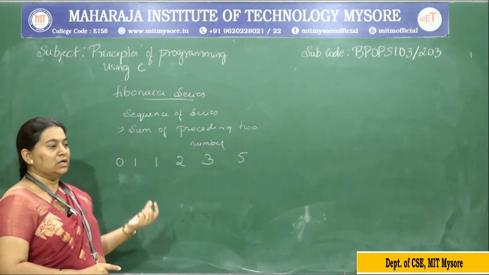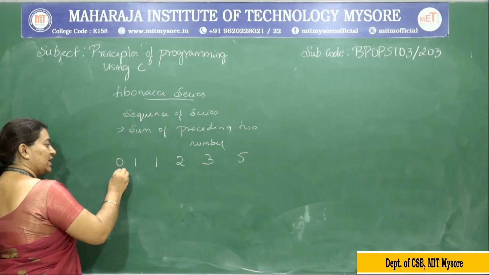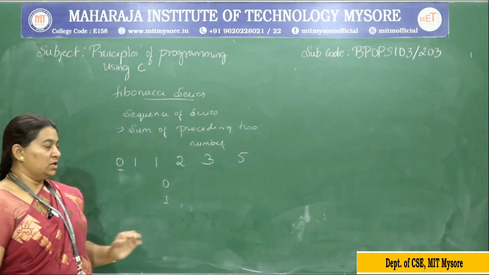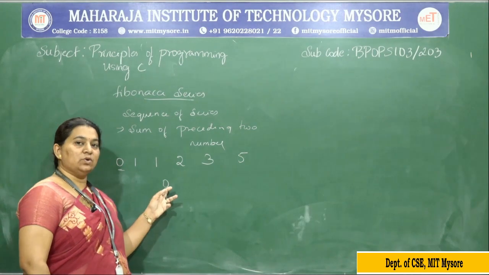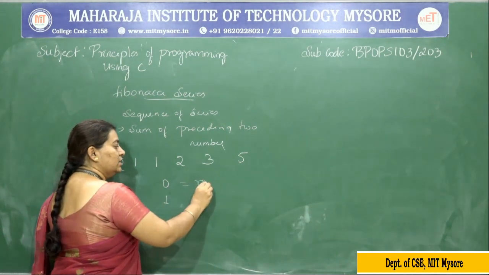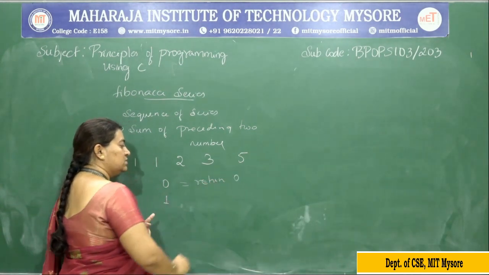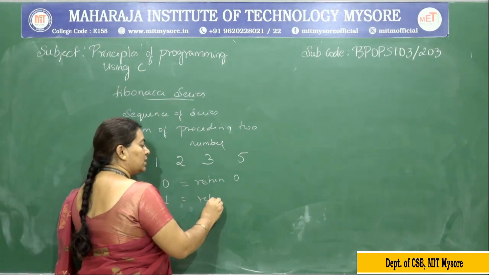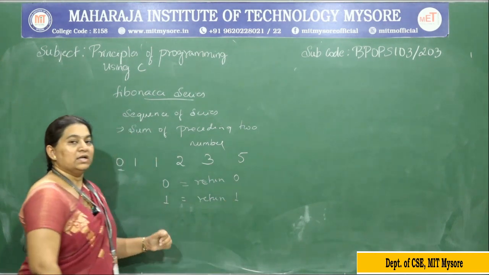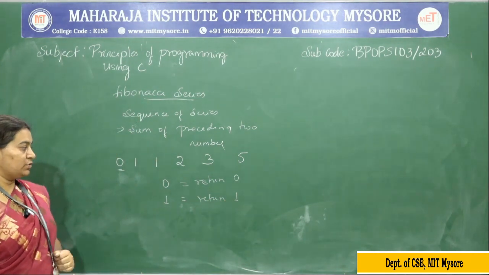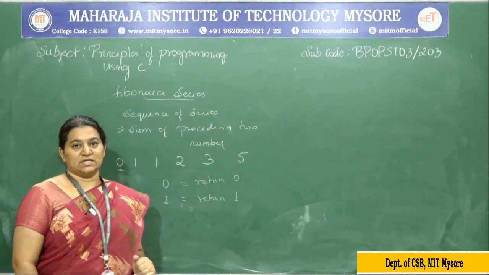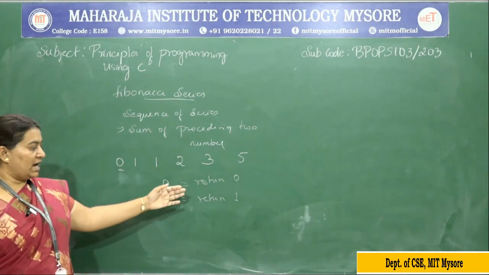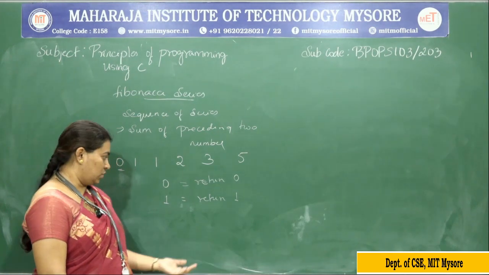the next number. So what I am going to do, the base cases are 0 and 1. Whenever your number is 0, it has to return 0, and whenever your number is 1, it has to return 1. These are my two base cases. It is not mandatory that only one base case is required. You can have two base cases also.